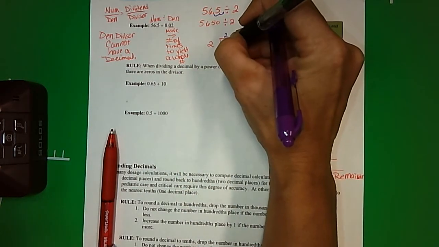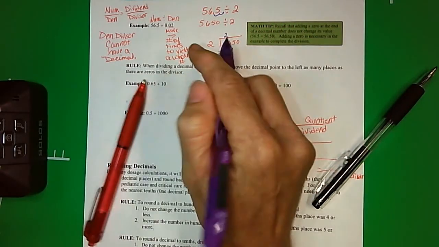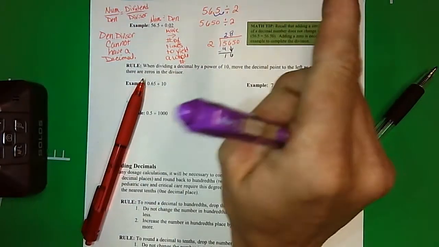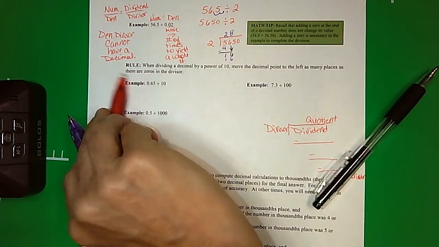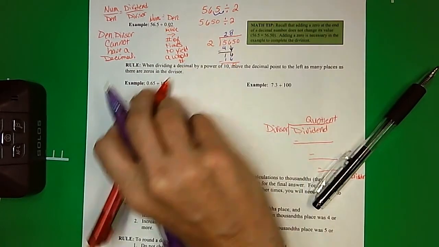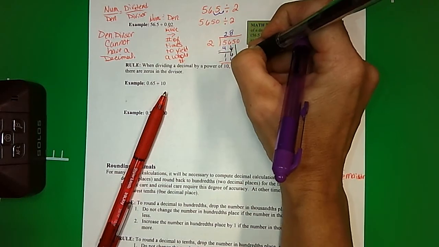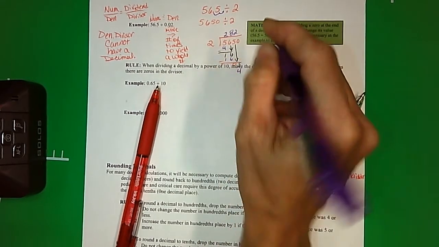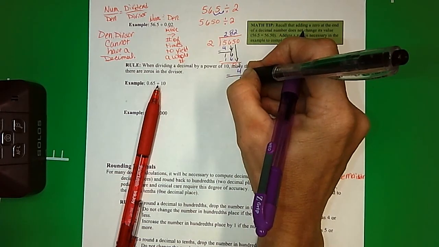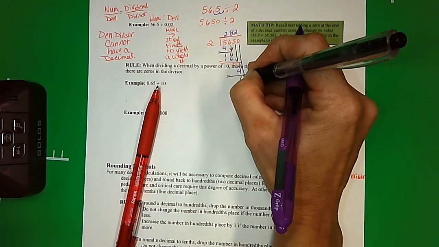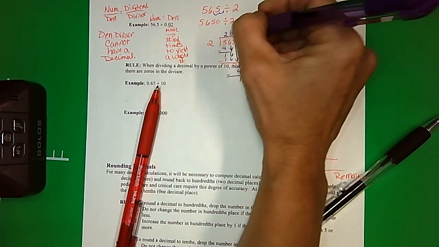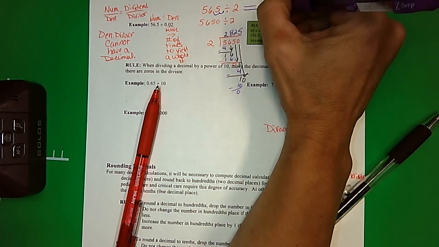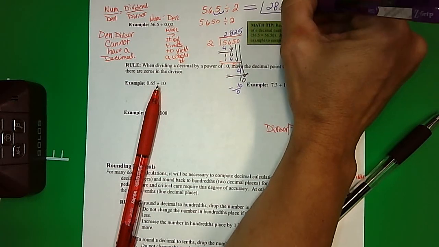And let's bring down the 6. 2 goes into 16 8 times. 2 times 8 is 16. Let's subtract that. 0. Let's bring down the 5. And again, 2 goes into 5 2 times. 2 times 2 is 4. Let's subtract that. 5 minus 4 is 1. And let's bring down the 0. 2 goes into 10 5 times. 5 times 2 is 10. And we get a remainder of 0. So my answer here is 2825. And that is my answer.